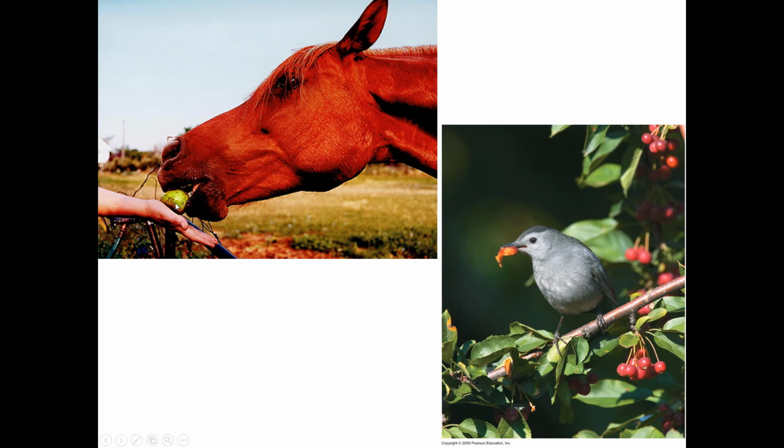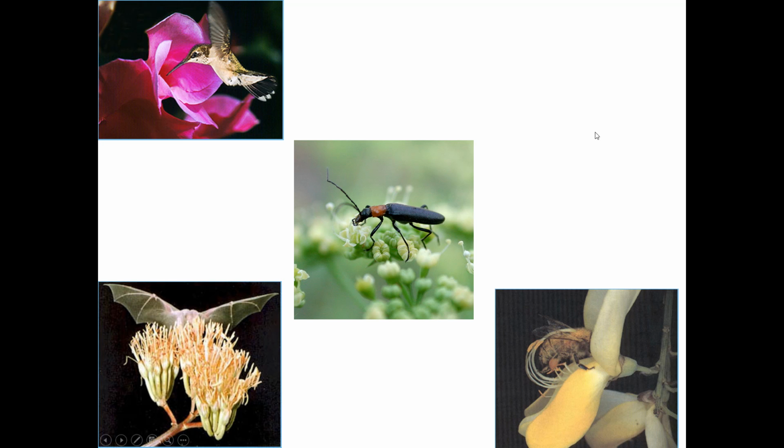Things like horse apples or bodarks or little berries, animals eat those and then poop out little pre-fertilized packets of seeds so that the seeds have all the nitrogen and phosphorus they're going to need as they grow.